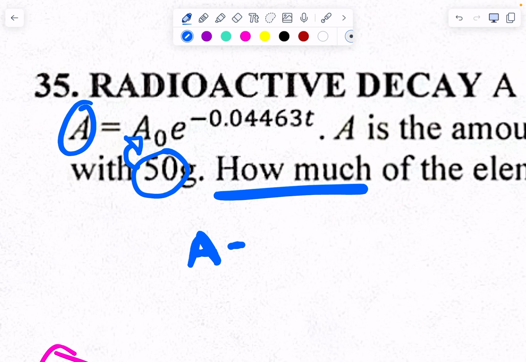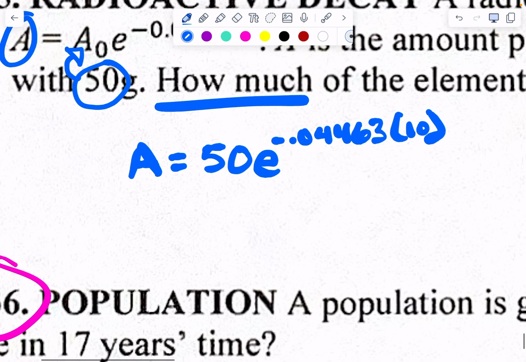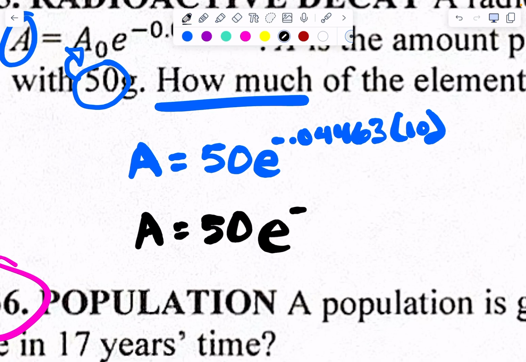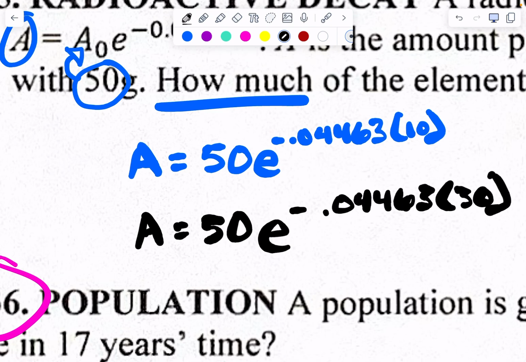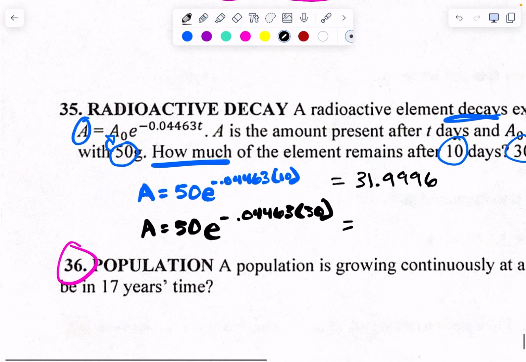So I'm going to do it after 10 days, which looks like this. This is just a plug the dang thing in, right? We don't have to solve. We're just going to plug in 10. Then we're going to do the same thing and plug in 30, right? 50 e to the negative 0.04463 times 30 instead. The first one is 31.9996. And what is that? Grams.